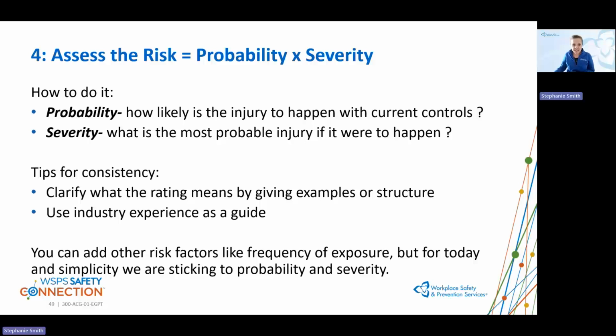Tips for consistency is clarifying what the ratings mean by giving some structure around it, which I'm going to talk about next. And using industry experience as a guide as well is really important when we're looking at hazard assessments and ratings. And then, as I said before, you can add other risk factors. If you want to use frequency, go ahead and use it. Just today for use, I'm just talking about the two.